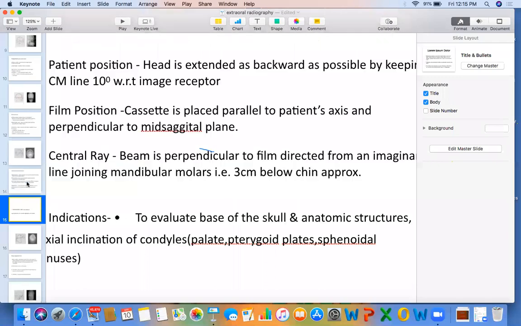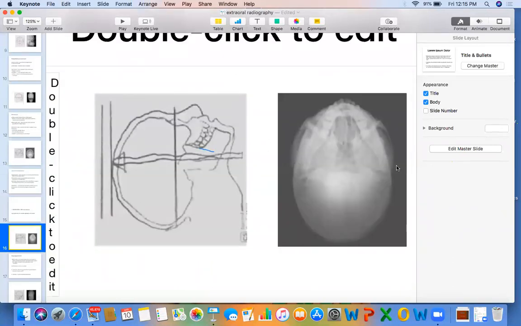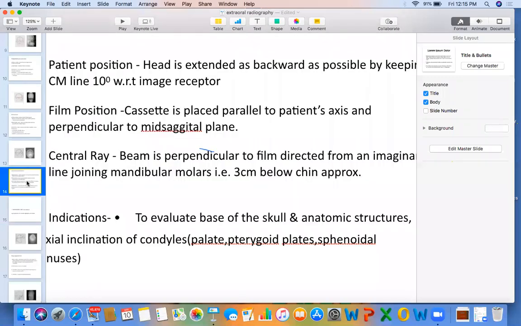Now it is clear that the indication is to evaluate the base of the skull and anatomic structures. I have shown you a skull, and axial inclination of the condyles can also be visualized. I'll show you once. Here are the condyles. Okay, now what you can see is axial inclination. If there is any condylar pathology or developmental anomaly, you can visualize the condyles here as well. So this is another indication of SMV.